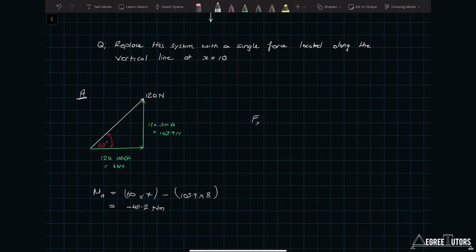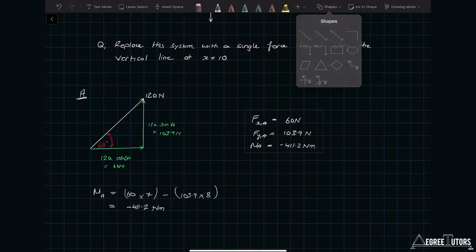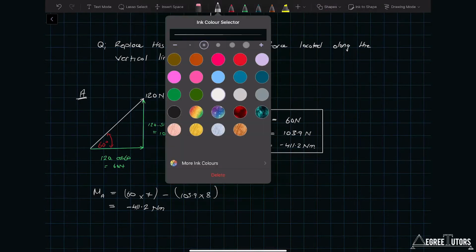All right, so let's just summarize that here. We'll say Fxa is 60 newtons, Fya is 103.9 newtons, and Ma is minus 411.2 Newton meters. Okay, so let's put a box around that and move swiftly on to force B.